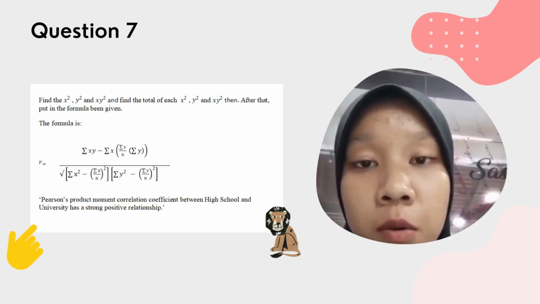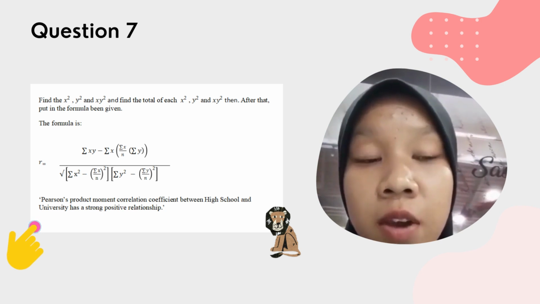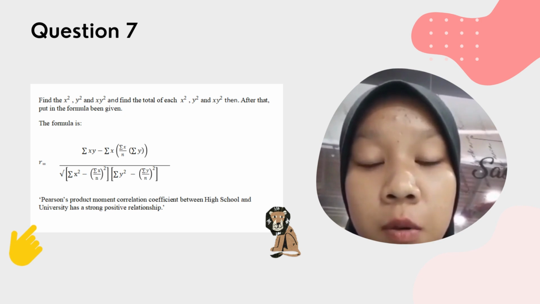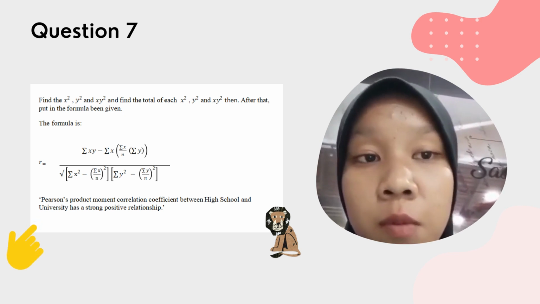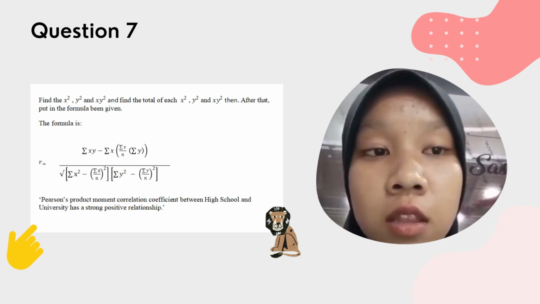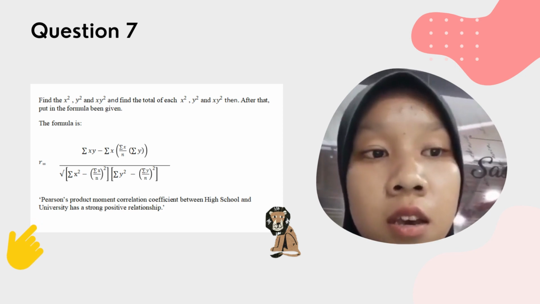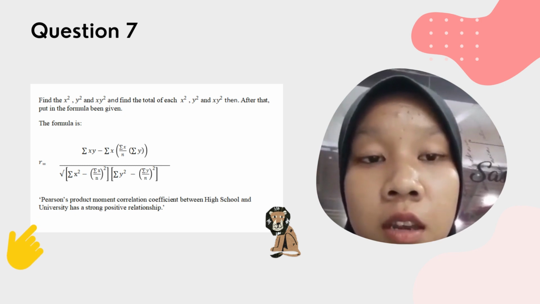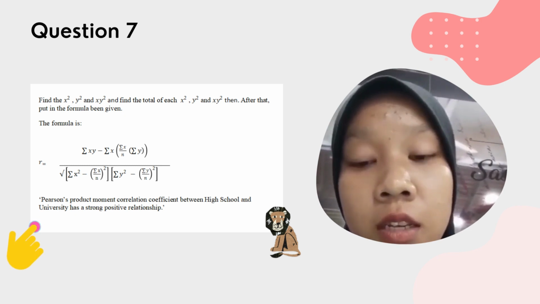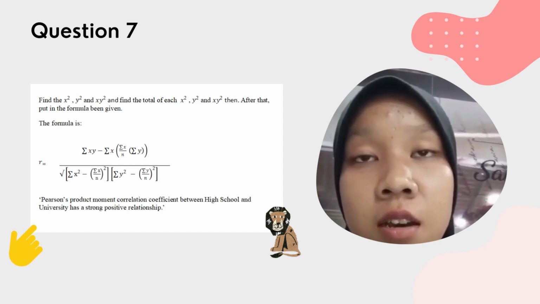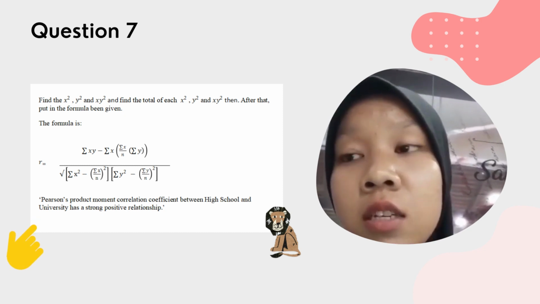Firstly, you must find x power of 2, y power of 2, and xy power of 2. Then find the total of each of these, x power of 2, y power of 2, and xy power of 2. Then put them in the formula given. After you finish all the calculation, you will get the answer of dr, which is 0.849. And then the last part you must answer like this: Pearson's product moment correlation coefficient between high school and university GPA has a strong positive relationship.